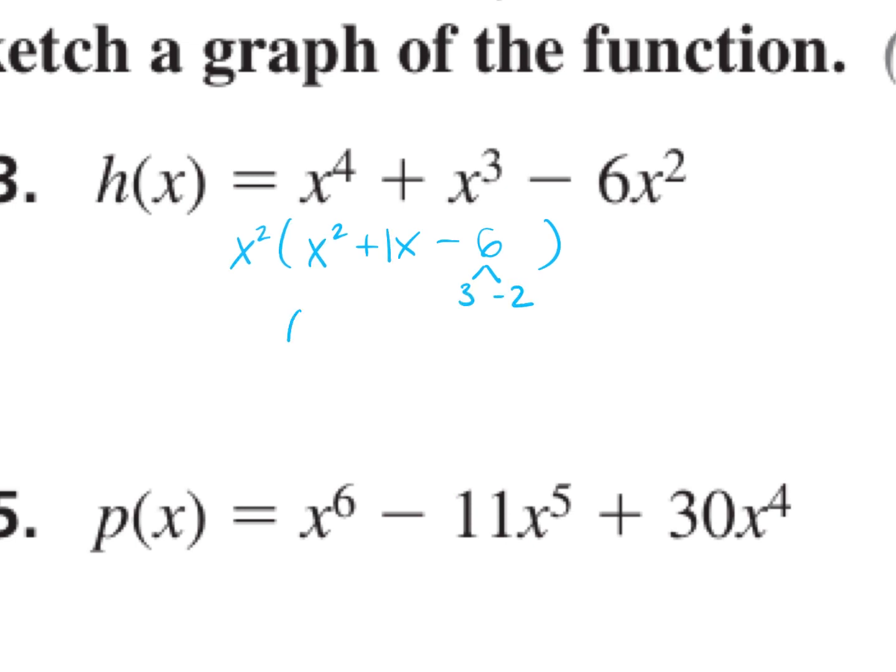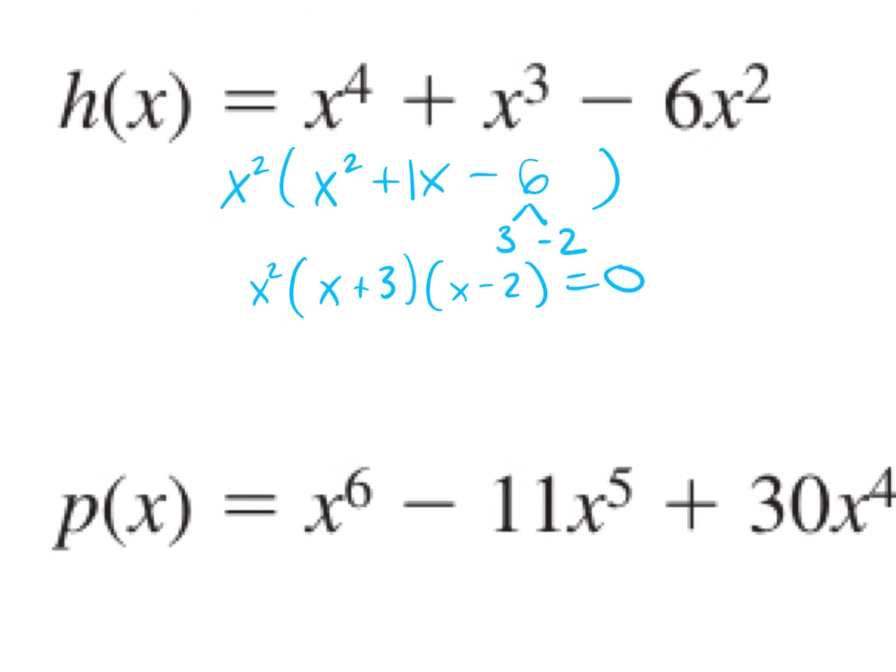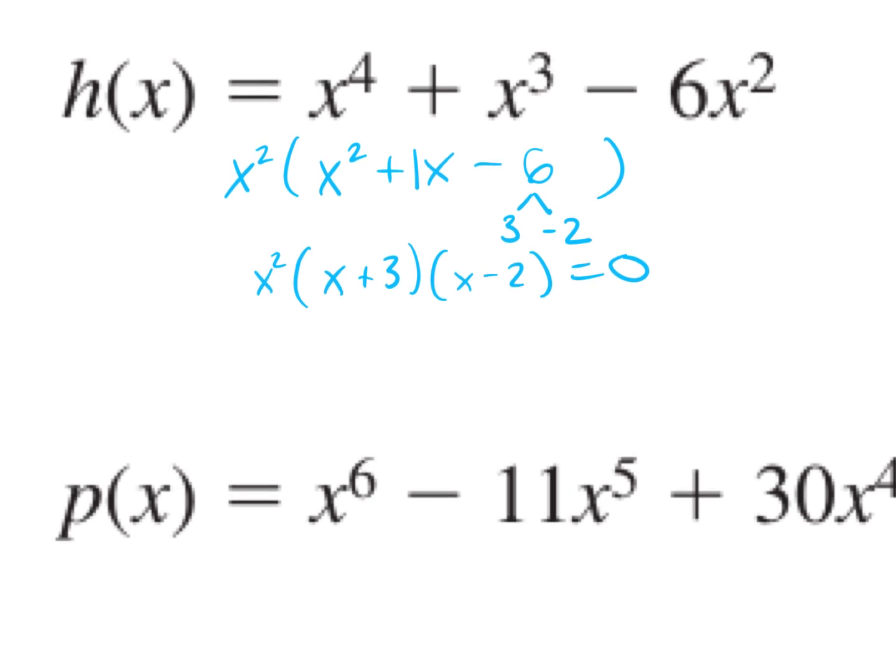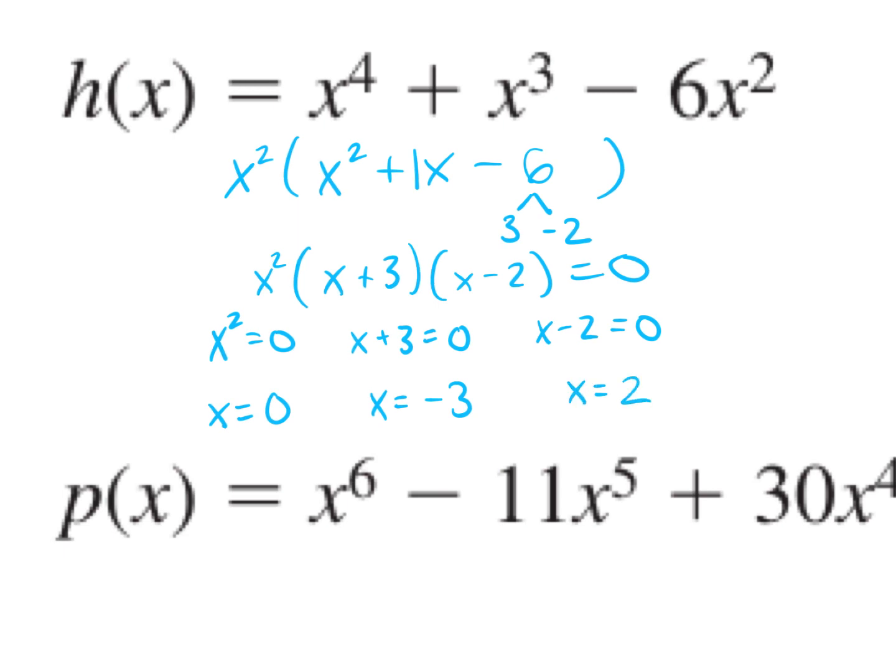-2 and 3. Perfect. So this would break apart into x plus 3 and x minus 2. Now to solve, what would I do? Set them all equal to 0. So x squared is equal to 0, x plus 3 is equal to 0, and x minus 2 is equal to 0. So what does x equal? 0, -3, and +2. Perfect.